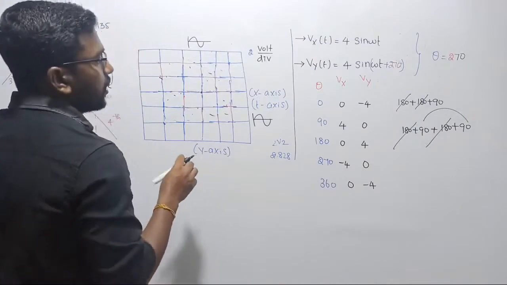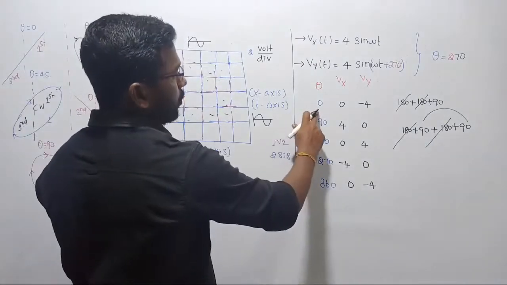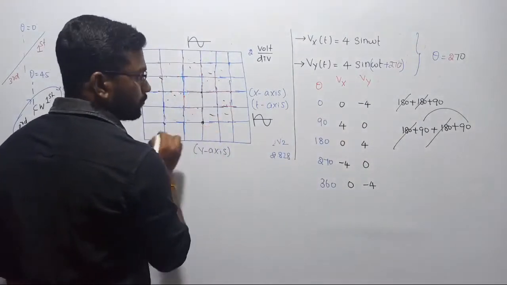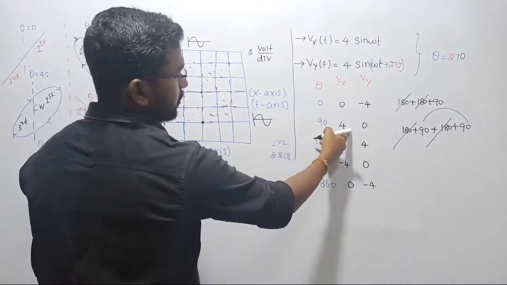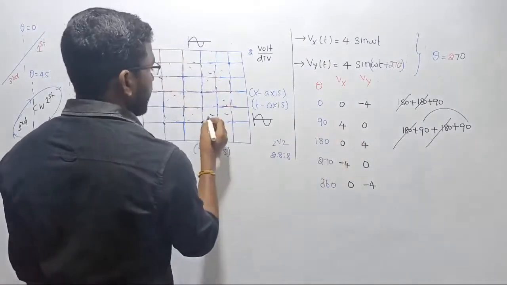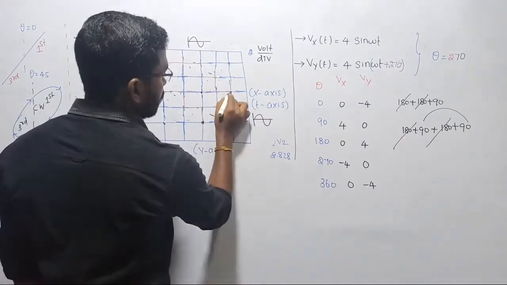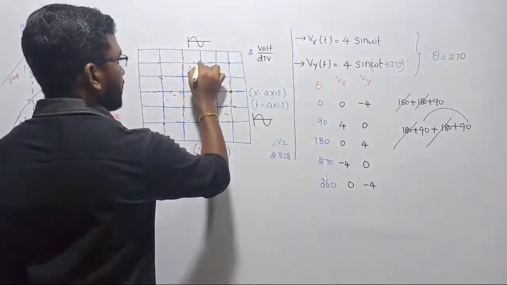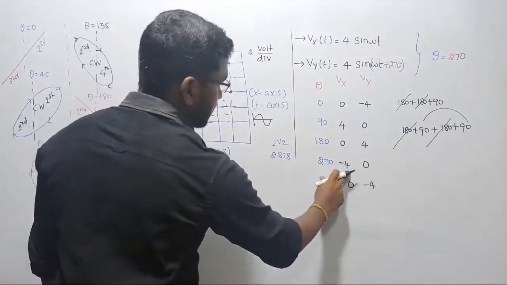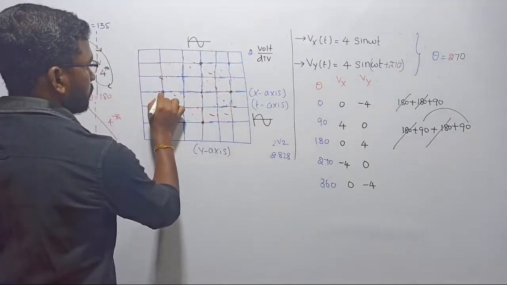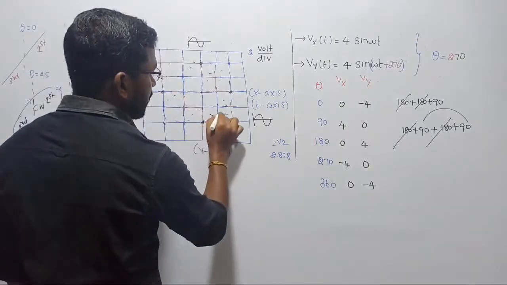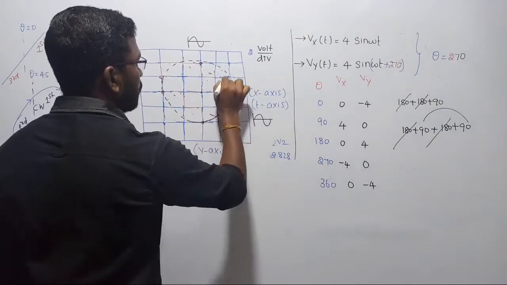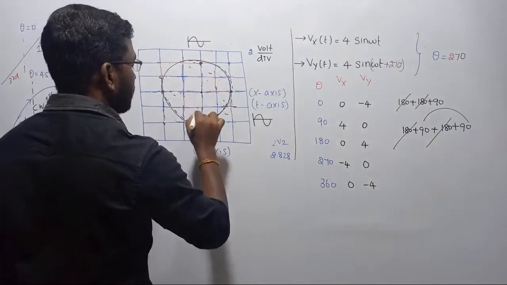So first thing is what? At theta equal to 0, x value is 0, y is minus 4. Then x equal to plus 4, y is equal to 0, this point. Then x is 0, y is plus 4, this point. Then x is minus 4, y is 0, this point. First, I had started our journey at this point. We crossed this one, and then I am coming back to this point. See there, we are making a circle.